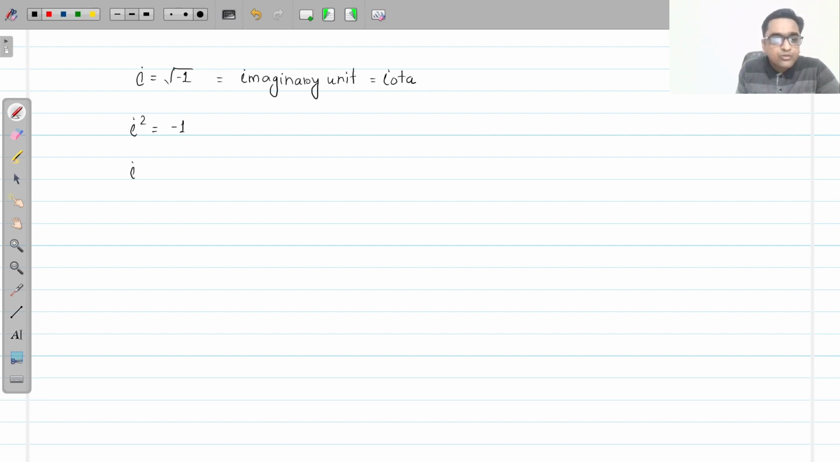So find out i cube. i cube is i square multiplied by i, so we multiply minus 1 by i. Minus i is the i cube. Now i raised to power 4, what do we get?